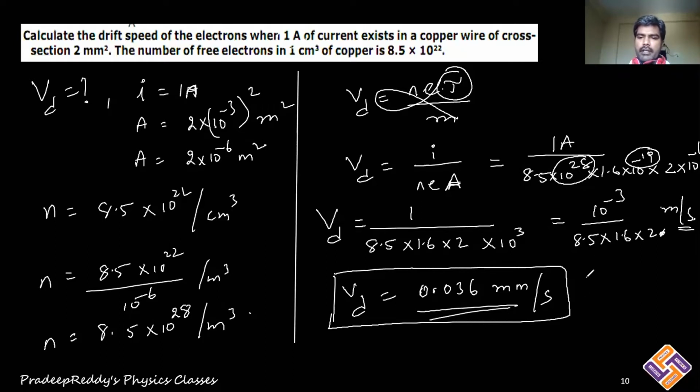That means in 1 second, an electron in a conductor can travel a distance of 0.036 millimeter. Okay, this is an approximate value. Sometimes it may be 0.04, sometimes it may be 0.038, 0.037, like that. But it is always in the order of millimeter.